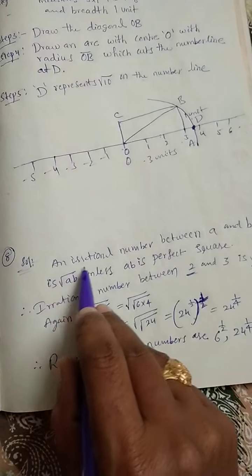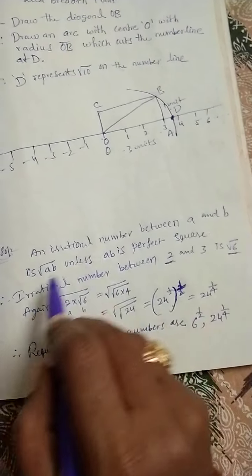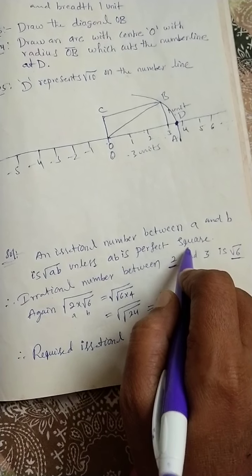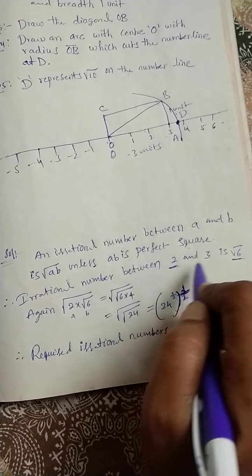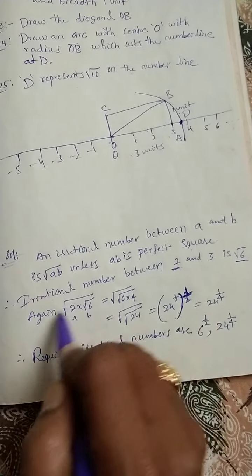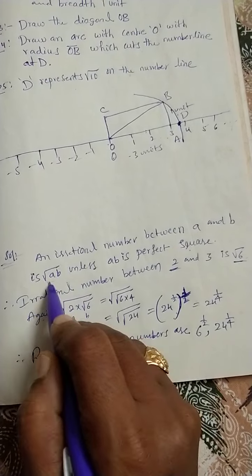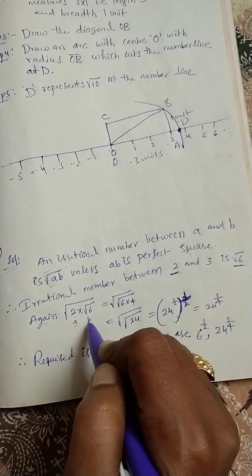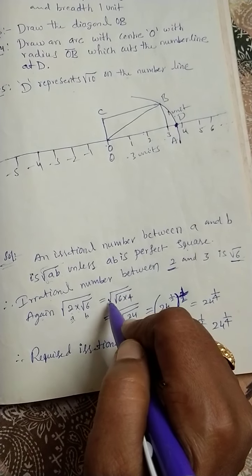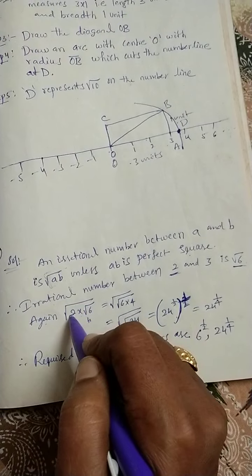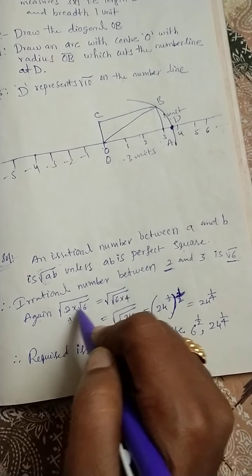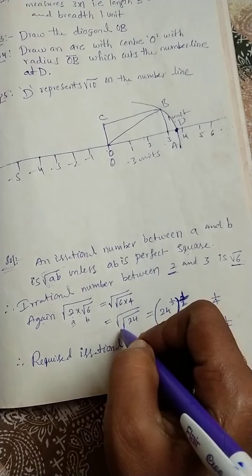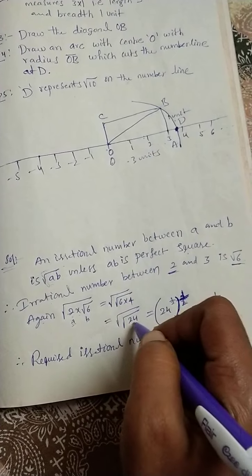8th question. An irrational number between a and b is root ab, unless ab is a perfect square. Now, an irrational number between 2 and 3 is root 6. Again, we should write ab, so here 2 into 3, a into b. Now you can write together, taking 2 under a root of square, in the sense it becomes 4. So under square root, 6 fours are 24.